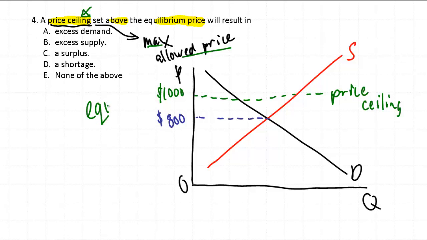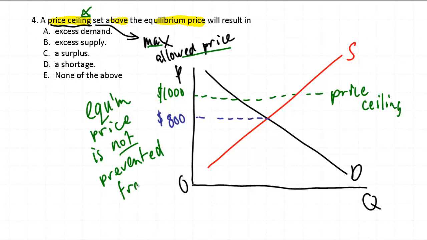Equilibrium price is not prevented from occurring. Okay, so it's not prevented from occurring based on the definition. Remember, the definition was the price ceiling is a maximum allowed price. So that amount, which in our example is 1,000, and below is okay. But guess what? Equilibrium price is below, and that's okay.